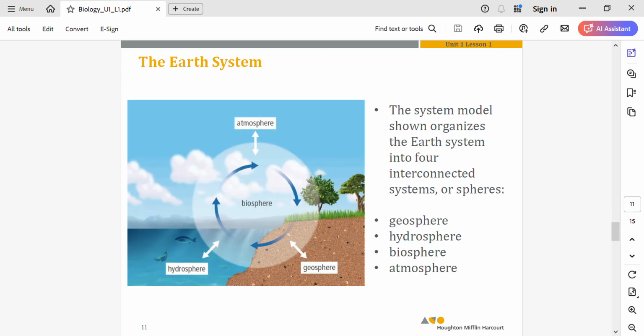The earth systems, as shown in the picture, have different spheres. The atmosphere, the air layer, is interacting with the biosphere, geosphere and hydrosphere. The biosphere is interacting with the atmosphere, hydrosphere and geosphere, meaning that it needs all these different spheres to interact with the biosphere, which is the living part which consists of the living organisms.